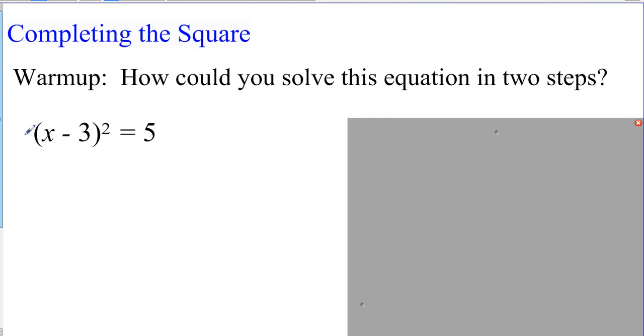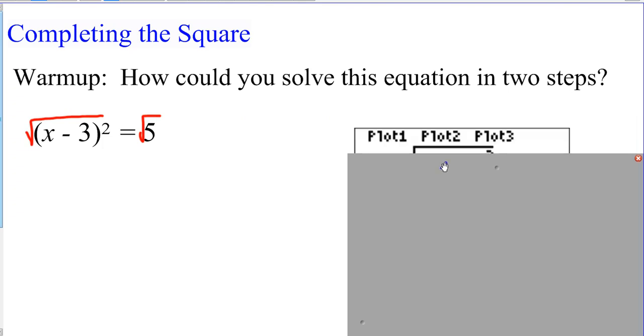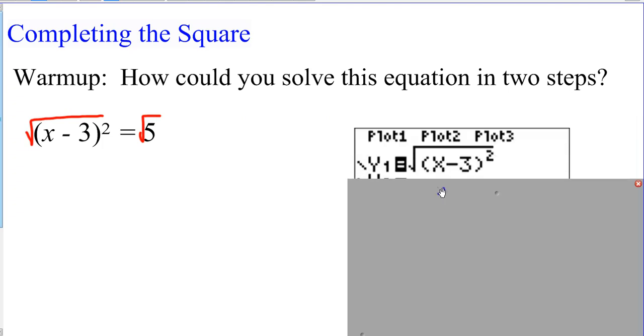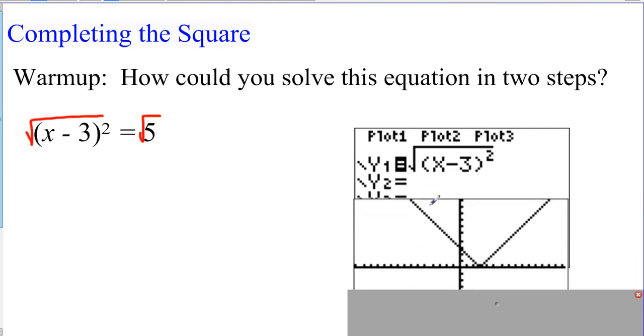So if you think about it, undoing the square, you've got to use an inverse operation. You've got to square root, right? Square root both sides. But what is the square root of this quantity squared? And it's not just x minus 3. If you remember, when you look at the graph of the square root of x minus 3 squared, it's actually the absolute value, right? It's the absolute value of x minus 3.